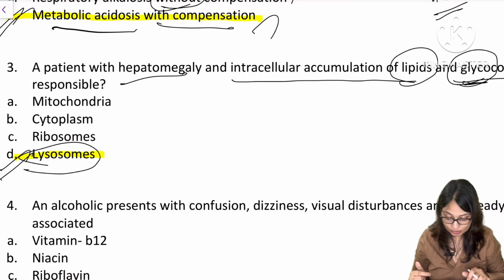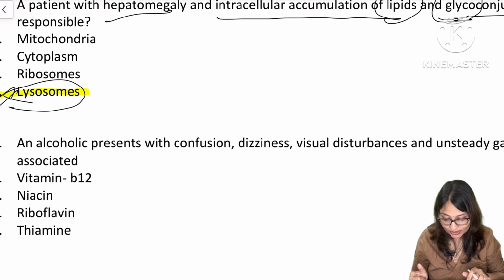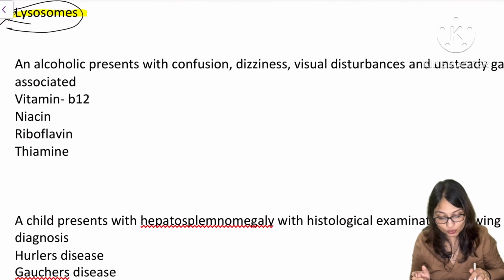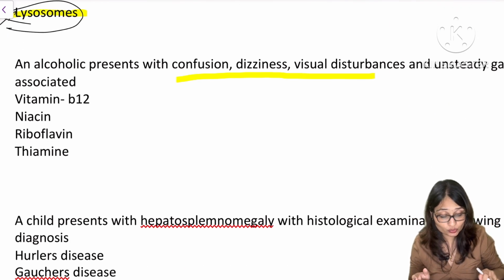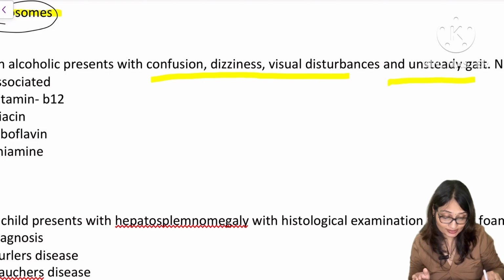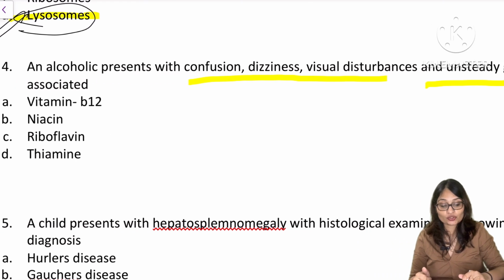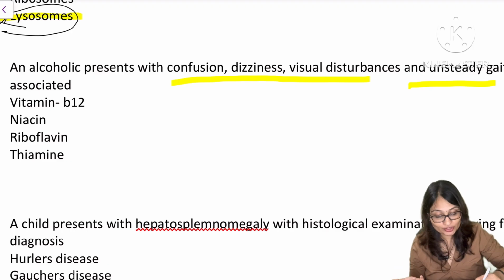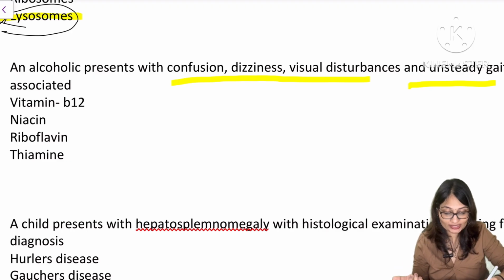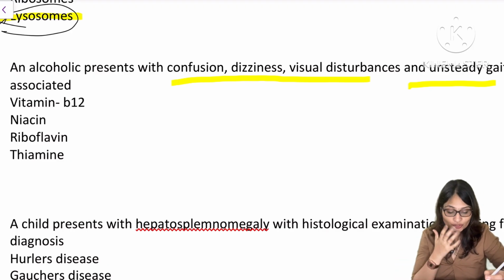Now let's move on to the next question. An alcoholic presents with confusion, dizziness, visual disturbances and unsteady gait. Name the vitamin associated. So this is a direct question. I don't think it requires any specific explanation here.